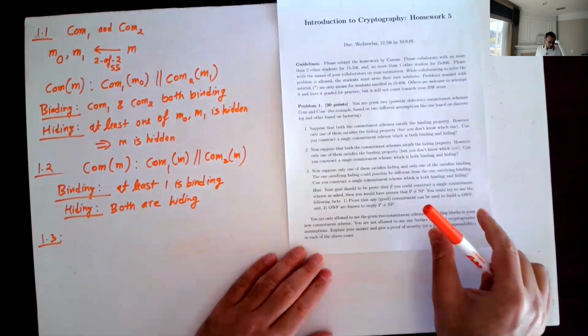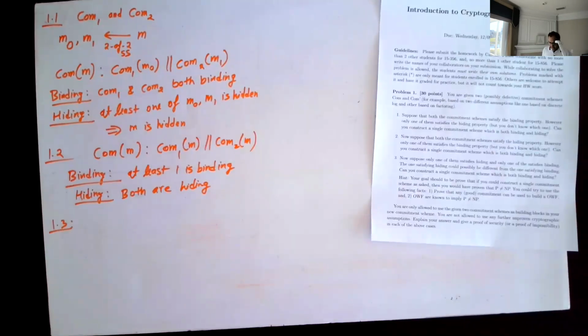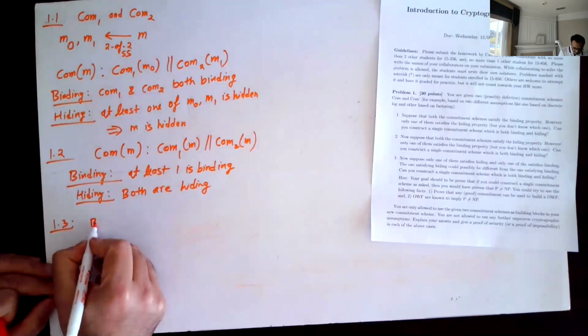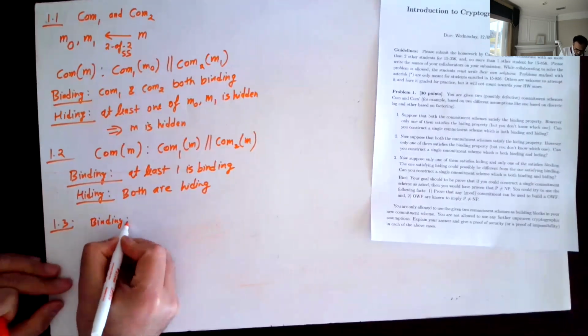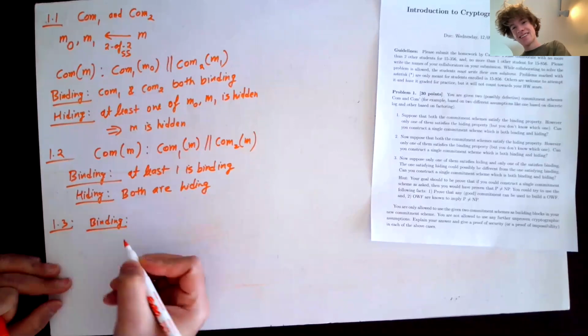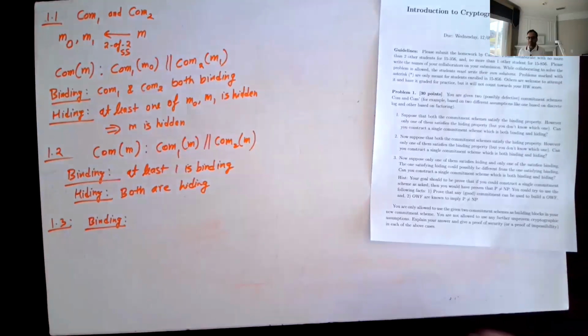Okay. So let's see in 1.3, one is hiding and one is binding. And first, my claim is that if you are given one scheme which is hiding, and another scheme which is binding, you are essentially given nothing as far as cryptography is concerned. Because what is a binding commitment scheme? How can I construct a binding commitment scheme if I don't need the hiding property?